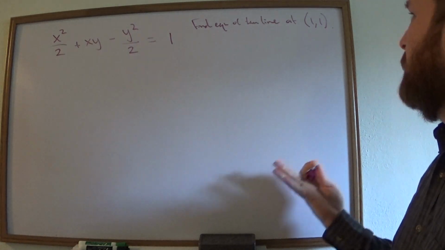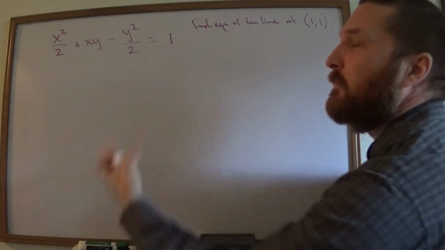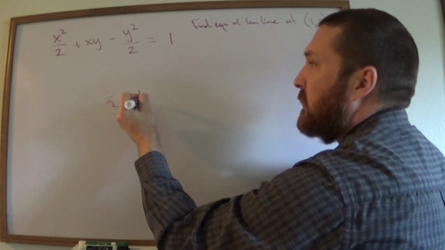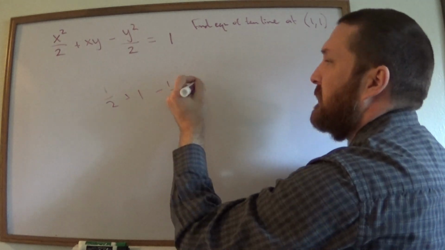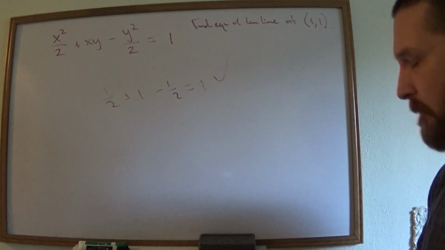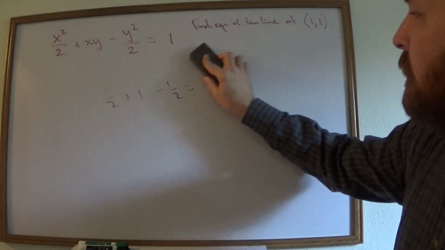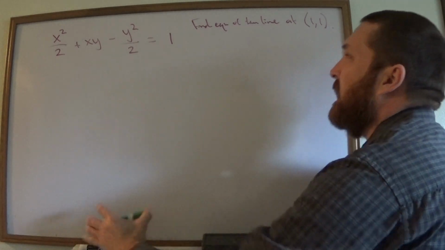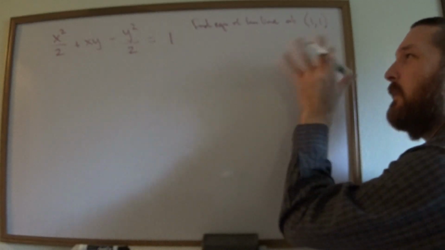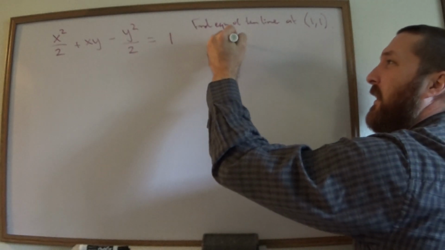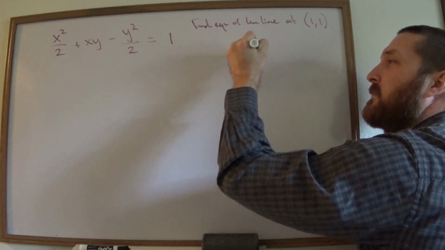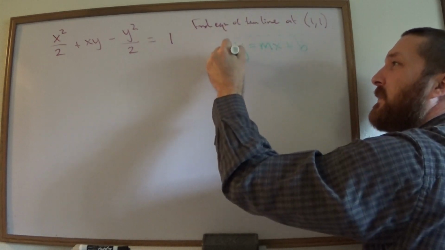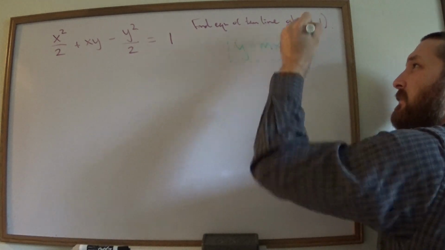First off, is (1, 1) indeed on this thing? Plug in a 1 and a 1, and is it still true? 1/2 plus 1 times 1 is 1, minus 1/2 is indeed 1. So yes, that is on there. Now, what do we do? Wait, hold up. It's asking me to find the equation of the tangent line. So what am I looking for? What's my goal? I should have something that looks like y equals mx plus b. My goal is that in the end, I should have something that looks like this.